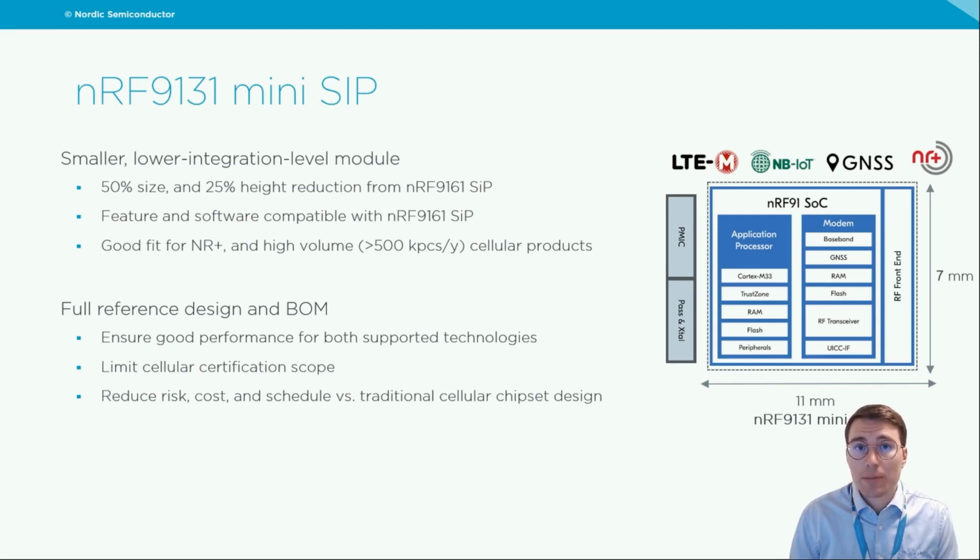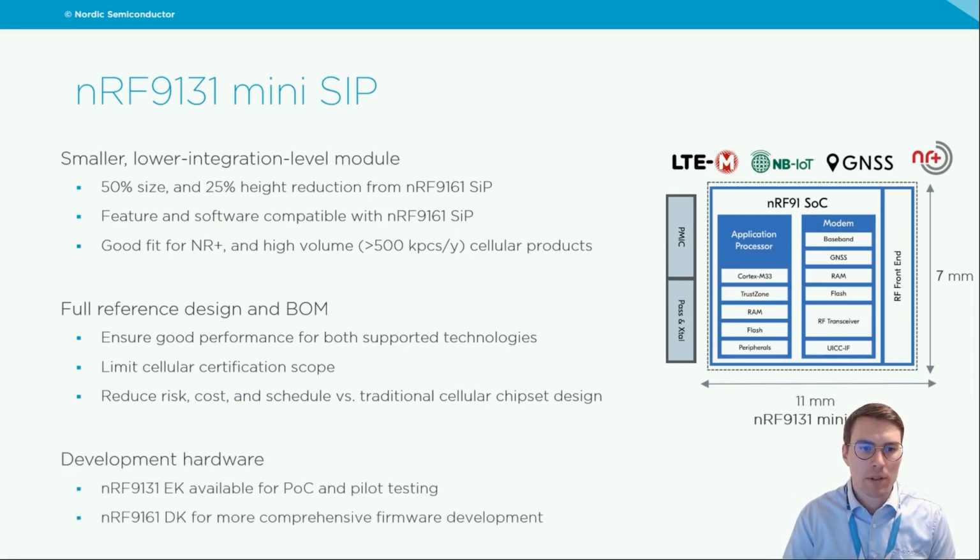So to make it simpler for customers, we provide the full reference design and bill of materials to ensure that our users get the best performance on both supported technologies, Cellular and DECT NR+, and also to limit the certification scope. And this will reduce risk, cost, and schedule versus a traditional Cellular chipset design. So this is kind of in between a chipset and a module, you could say, with regards to the certification race. I think that would be the correct way of thinking about this.